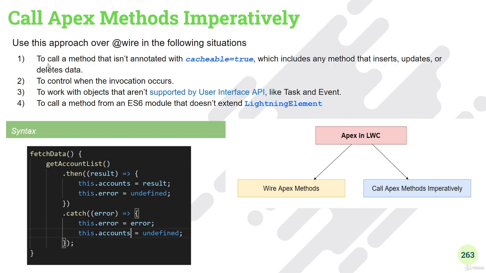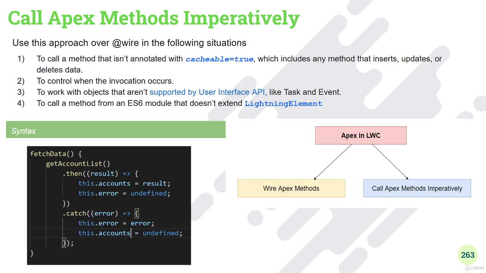The second point is whenever you want to control the invocation. Wire always triggers on the page load basically. But if you want to take control, like on click of a button you want to call a service, then always go with the Apex imperative approach. Whenever you want to work with objects that aren't supported by the UI API, like task and event, you should go with this approach. And whenever you want to call a method from an ES6 module that doesn't extend LightningElement, then you can also go with this approach.